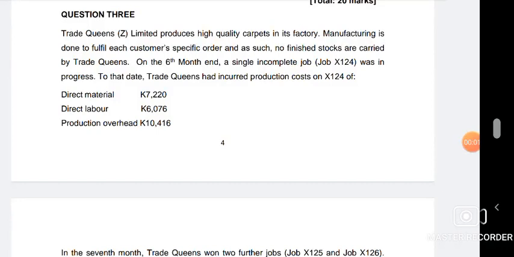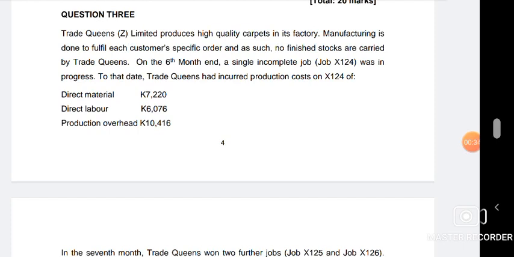We are looking at a question on job costing, and let us see how we respond or answer to questions on job costing. The question reads: Trade Queens Limited produces high quality carpets in this factory. Manufacturing is done to fulfill each customer's specific order, and as such, no finished stock is carried by Trade Queens. On the 6th month end, a single incomplete job, X124, was in progress.